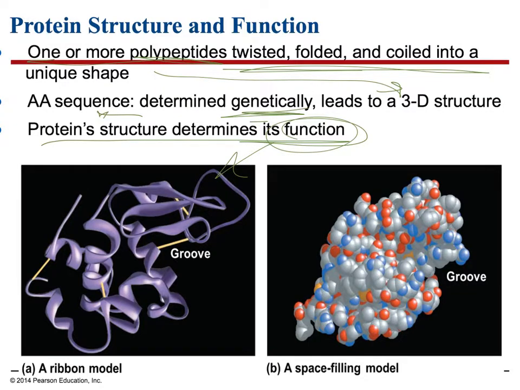So, for example, a hemoglobin molecule is kind of circular. It's in red blood cells, which are also circular, and it helps us transport oxygen around the body. So, typically, when you see the structure of something, it often leads to what its function is, or can relate to what its function is.